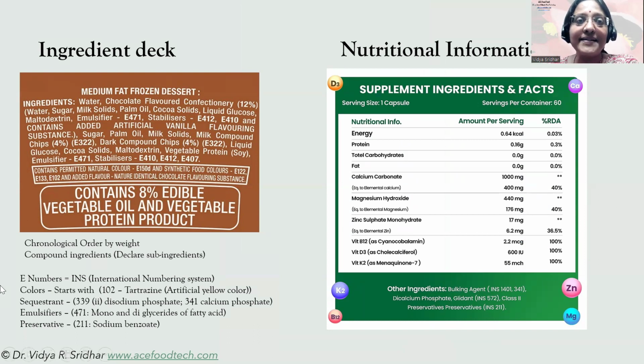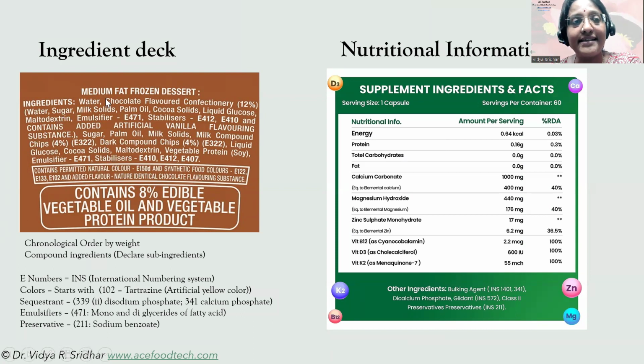On the left side, you have the ingredient deck of a frozen product. It's an ice cream based frozen dessert. It is like ice cream. The main thing you want to understand about the ingredient deck is that it starts with the highest percentage of ingredient and goes to the lowest percentage of ingredient. In this particular example, water is the first ingredient and the last ingredient is a stabilizer.